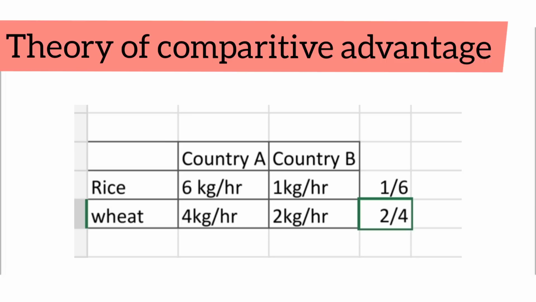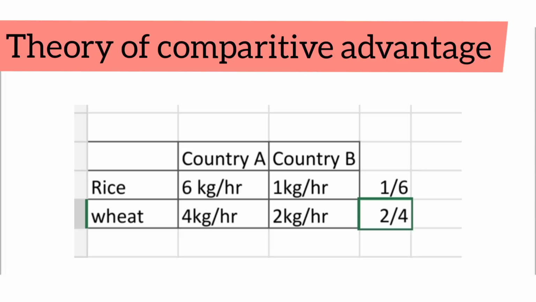The same way, country A can produce 4 kgs of rice and 4 kgs of wheat in an hour, and country B can produce 2 kgs of wheat only in an hour. So in rice, country A is producing 6 kg whereas B is only producing 1 kg. So it has an advantage. In the same way, in wheat also, country A is producing 4 kg whereas country B is only producing 2 kg. So on wheat also it has an advantage. So in rice and wheat, both, country A has an advantage.